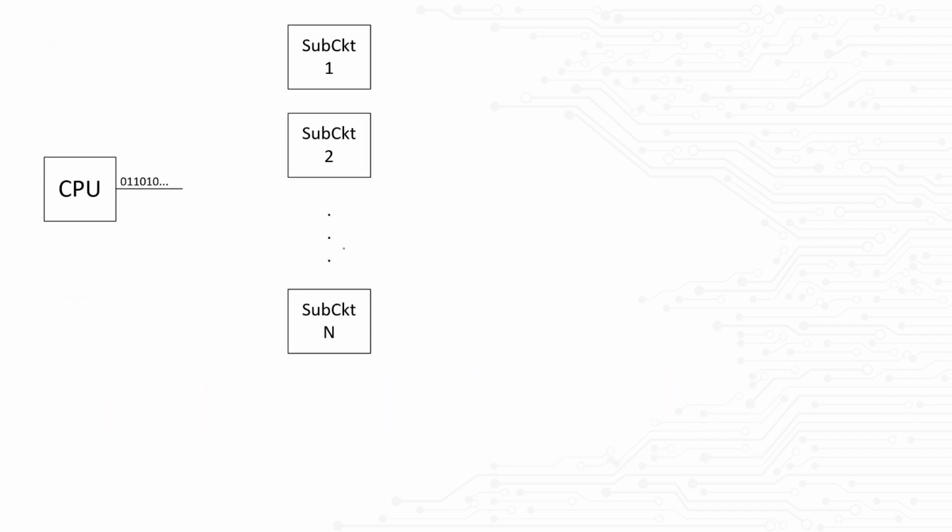Let's say I have a processing unit and it's supposed to talk to several subunits. If I have a stream of bits at the output of the processing unit, how can I make sure that I route the correct information to the correct subunit? I will give you 10 seconds to pause the video and think about your answer.